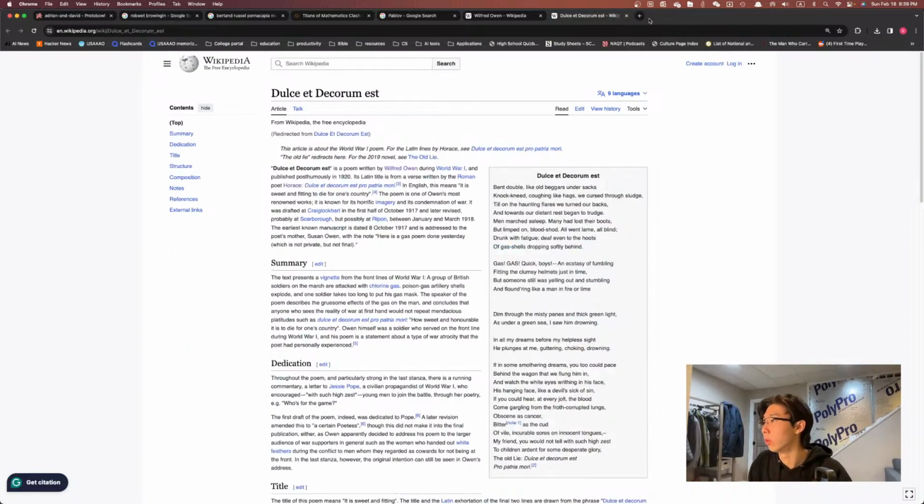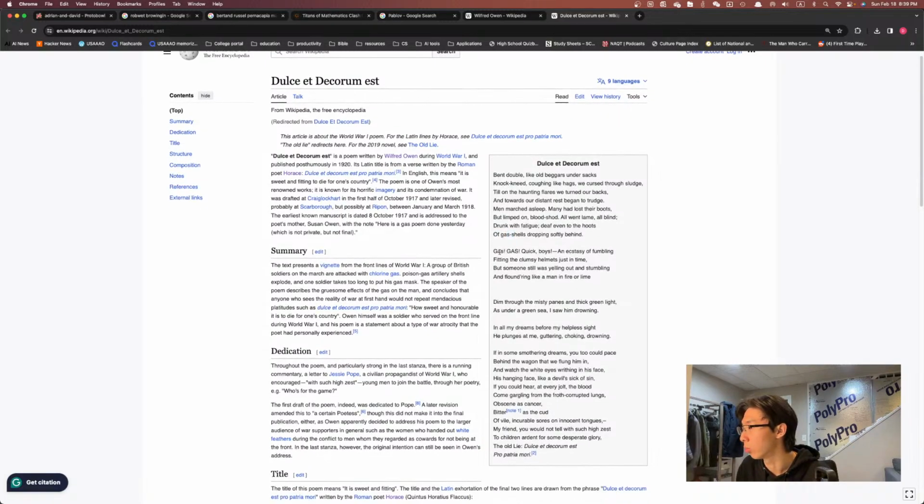For Owen. Okay, let's read this poem. Bent double like old beggars under sacks, knock-kneed, coughing like hags, we cursed through the sludge, till on the haunting flares we turned our backs, and towards our distant rest began to trudge. Men marched asleep, many had lost their boots, but limped on, blood-shod. All went lame, all blind, drunk with fatigue, deaf even to the hoots of gas shells dropping softly behind.